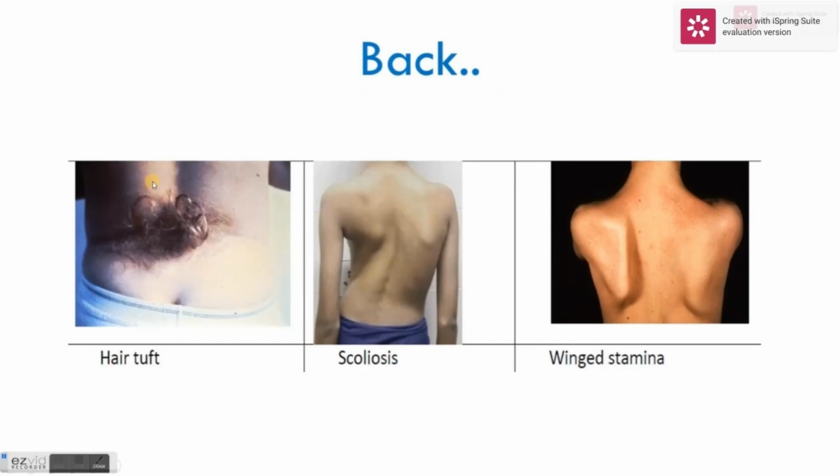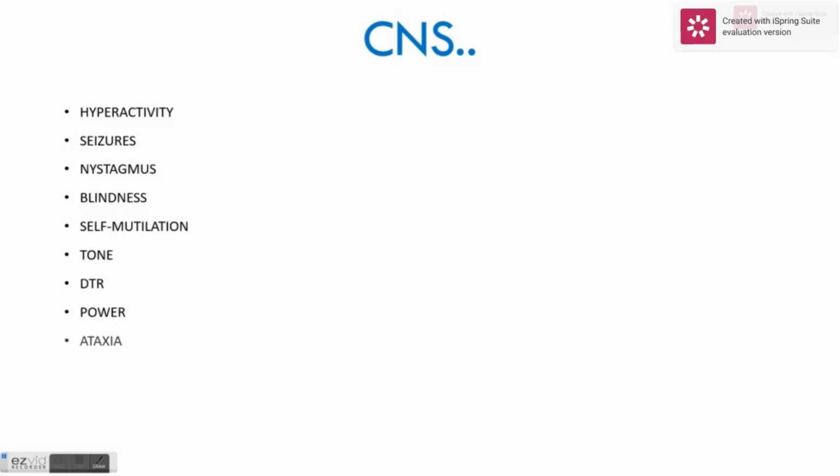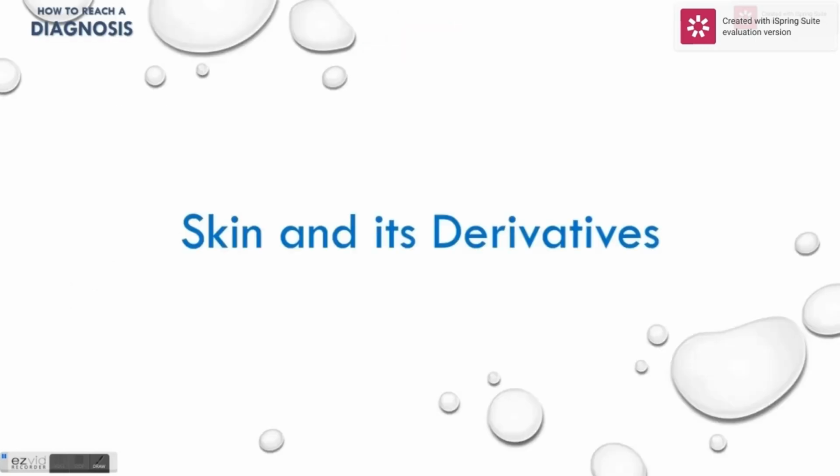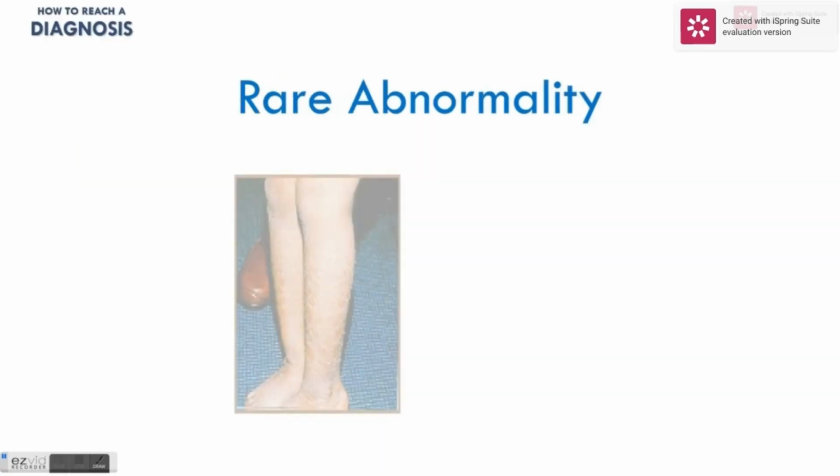Examining the back, look for tuft of hair, scoliosis, and so on. CNS examination is important: tone, power, ataxia, abnormal pigmentation, nystagmus, high cerebral functions. Skin examination is important: hair, skin, nails.